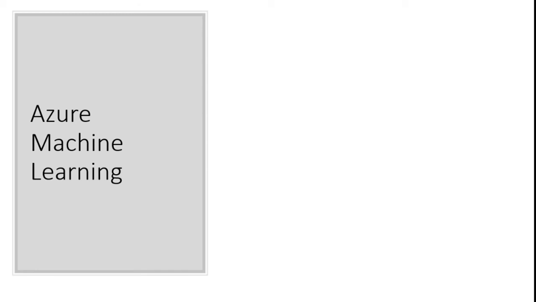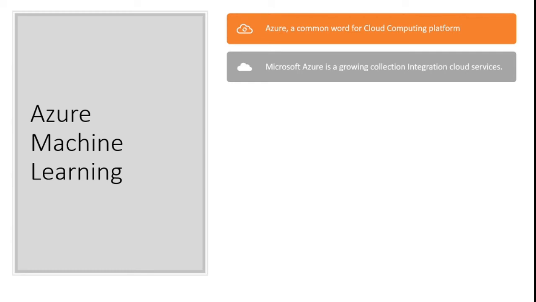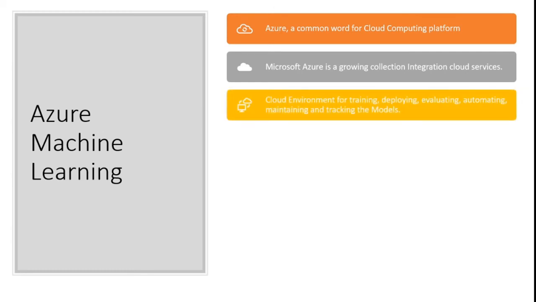Now, Azure Machine Learning. By this time, Azure has become the most common word for cloud computing platform and services. Azure Machine Learning is a growing collection of integrated cloud services. With that, it gives a cloud environment for designing a complete machine learning solution where we can train, deploy, evaluate, automate, maintain, and track the model. You'll have your workspace for conducting machine learning experiments.